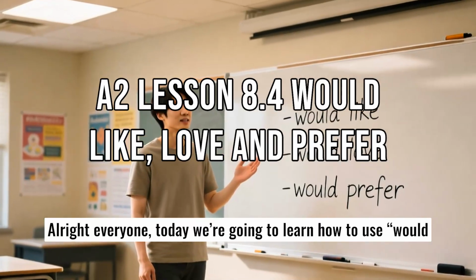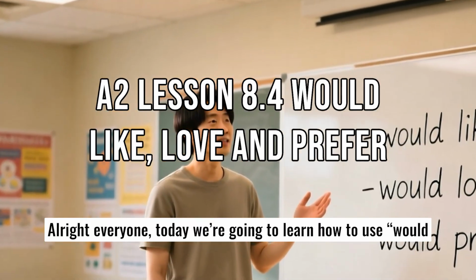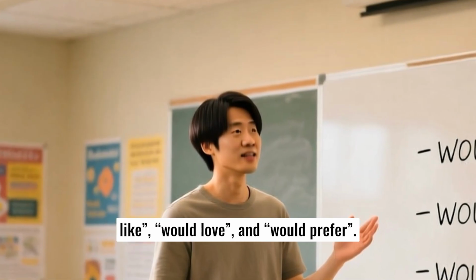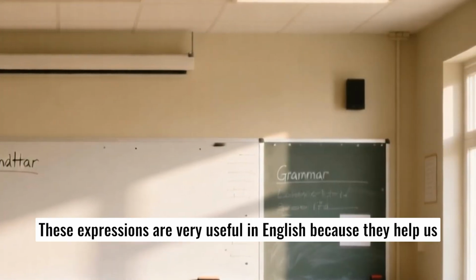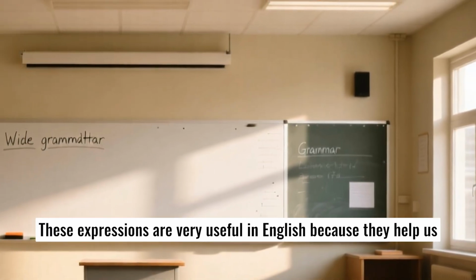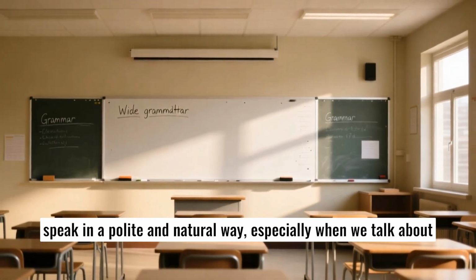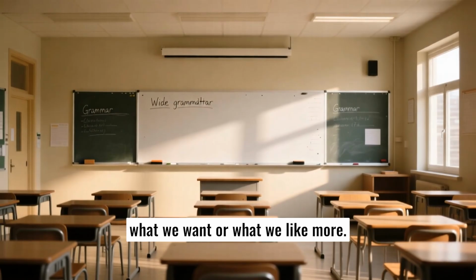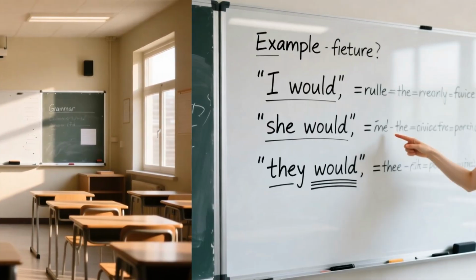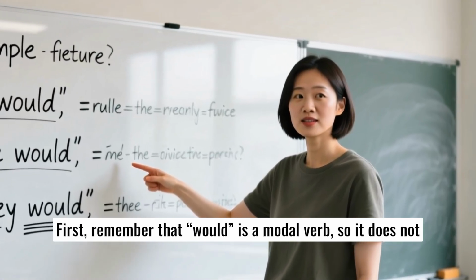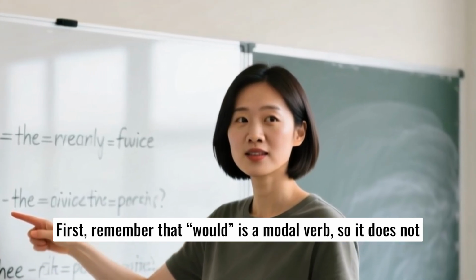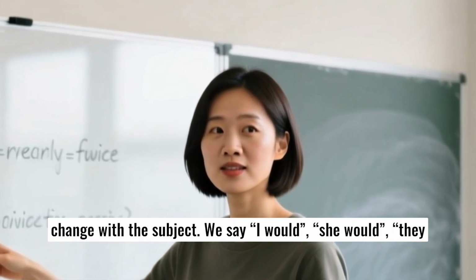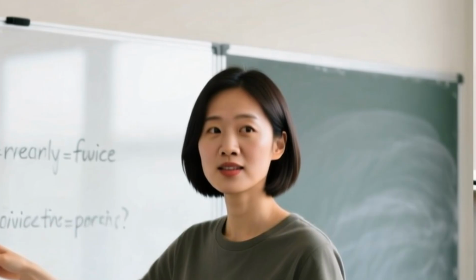All right, everyone. Today we're going to learn how to use would like, would love, and would prefer. These expressions are very useful in English because they help us speak in a polite and natural way, especially when we talk about what we want or what we like more. First, remember that would is a modal verb, so it does not change with the subject. We say I would, she would, they would, and so on.